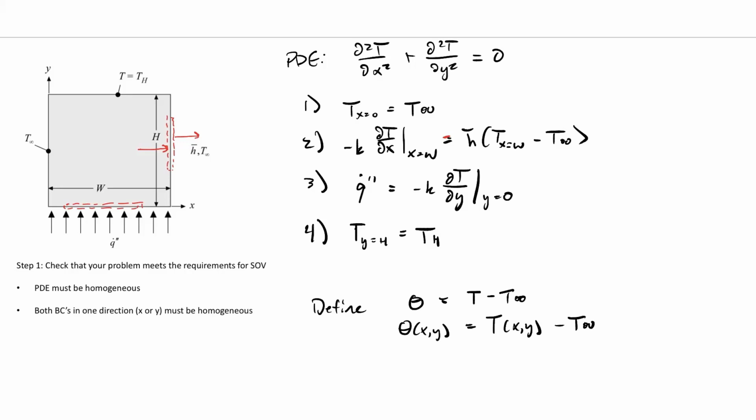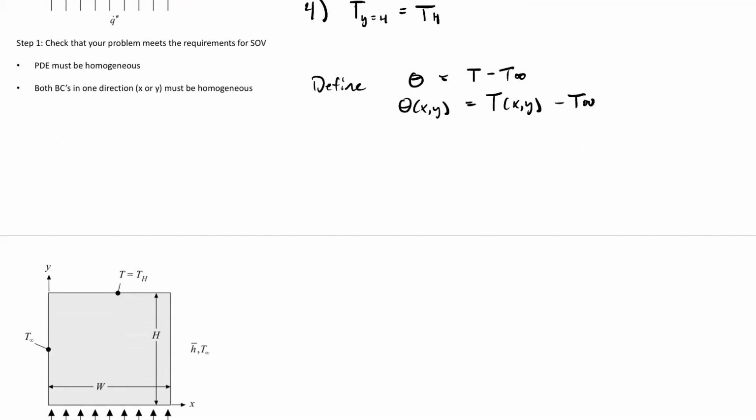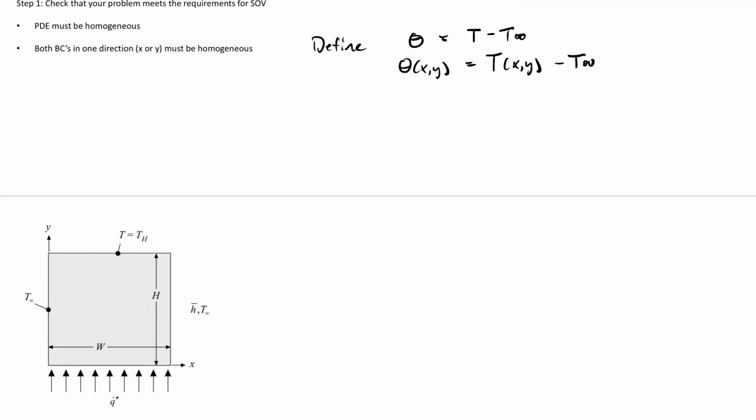So if we make that substitution, let's move on to the next page and restate our boundary conditions. If we make that substitution, the PDE becomes, substituting theta in for T, and when you take the second partial of that constant, it goes away. So it just becomes the partial squared of theta with respect to x plus the partial squared of theta with respect to y is equal to 0. So now we have this PDE in terms of theta, our new variable.